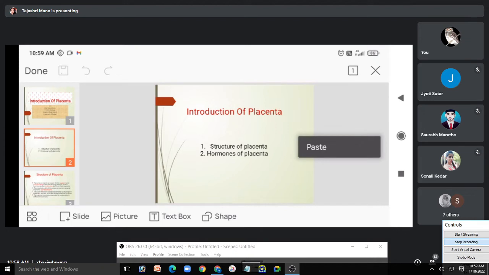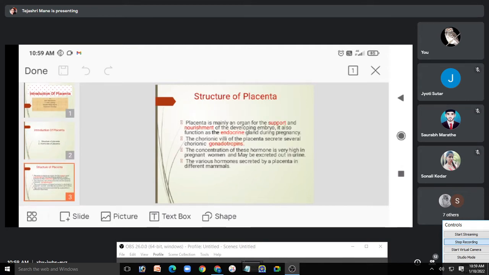The delivery of the fetus is followed by the expulsion of placenta. After expulsion of the placenta, the umbilical cord is cut. The site of attachment of the cord in the center of the anterior abdomen of the fetus is called the navel or umbilicus. Friends, now we see the structure of placenta. Placenta is mainly an organ for the support and nourishment of the developing embryo. It also functions as an endocrine gland during pregnancy.